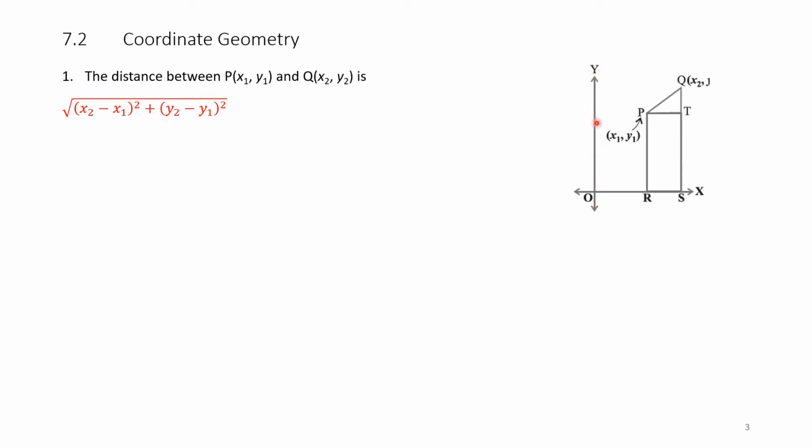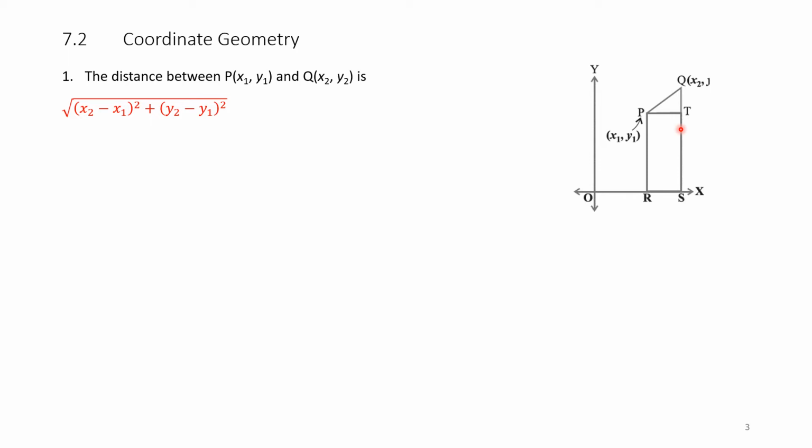This is a graphical side. The starting point is O, the origin. Here we have 2 points, P(x1, y1) and Q(x2, y2). So the distance between P and Q, this is the inclined line, is given by the formula square root of (x2 minus x1) whole square plus (y2 minus y1) whole square.